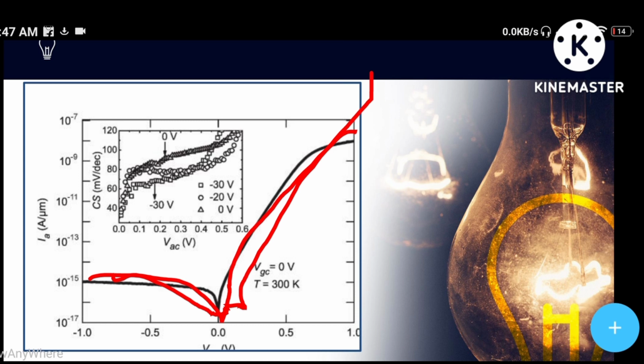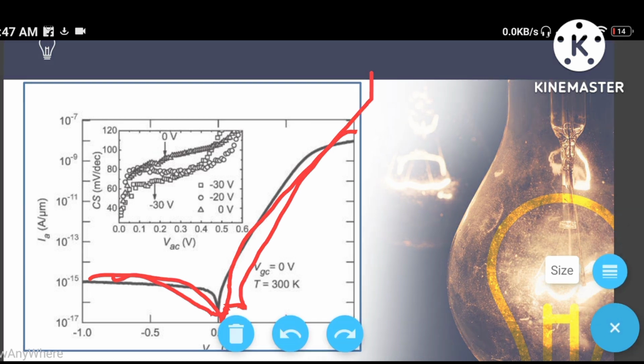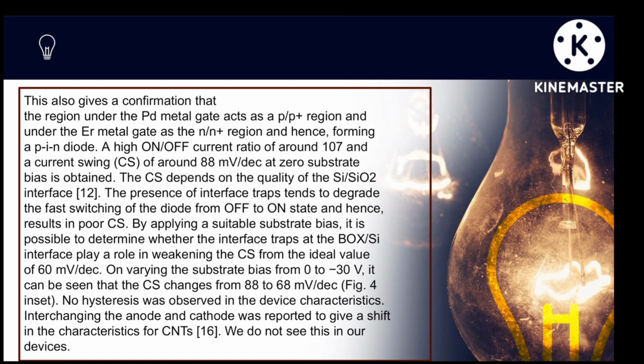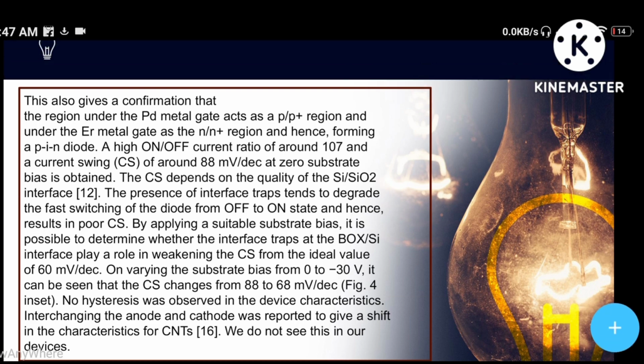On the x-axis it is in the 10 power minus 7 units. And this also confirms that the region under the PD metal gate acts as a P or P+ region, and under the ER metal gate as an N or N+ region, hence forming a PIN diode, with an on/off current ratio around 10^7 and a current swing CS of around 88 mV per decade at zero substrate bias.